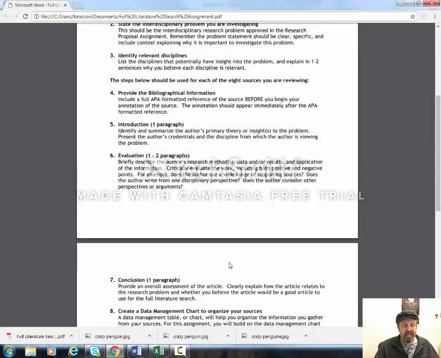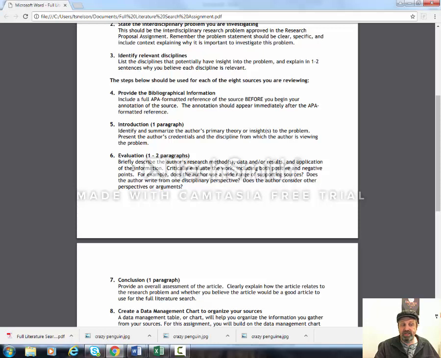So you're going to have an annotation with 3 paragraphs. All right? The first one's an introduction. The second one is an evaluation. And the third one is called the conclusion, and I would call it maybe the application. In the introduction, you're going to talk about the theory that's being presented and who the authors are and why they've got the right to present what they're presenting, more or less.